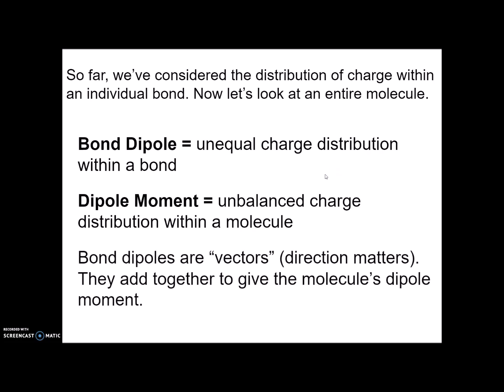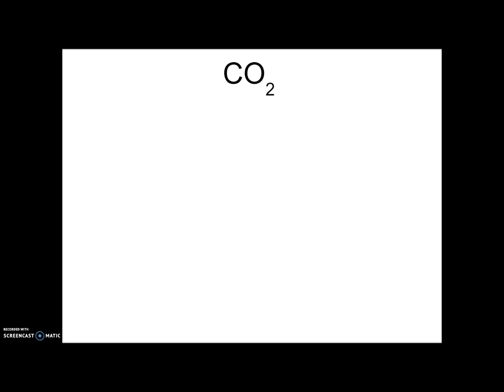One thing, this has to do with physics, which is not something we're going to get a ton into, but bond dipoles are vectors, which means they have both a magnitude, a numerical value, and a direction, and the direction actually does matter. When you consider bond dipoles, they add as if they're forces. In other words, you've got to consider the direction in which they're acting in order to get the molecule's dipole moment. Let's take a quick look at some examples.